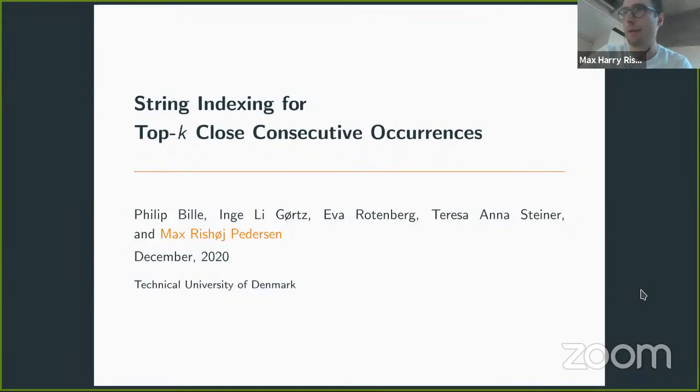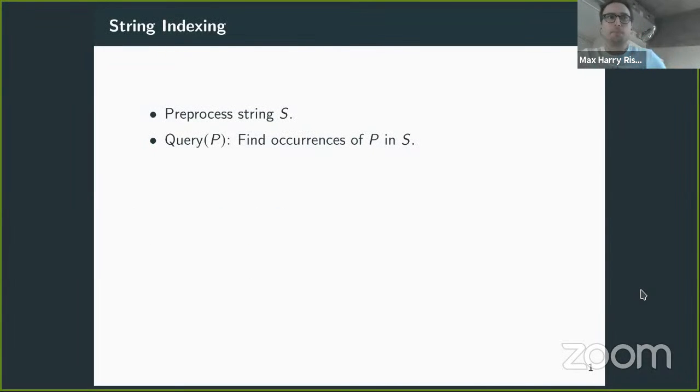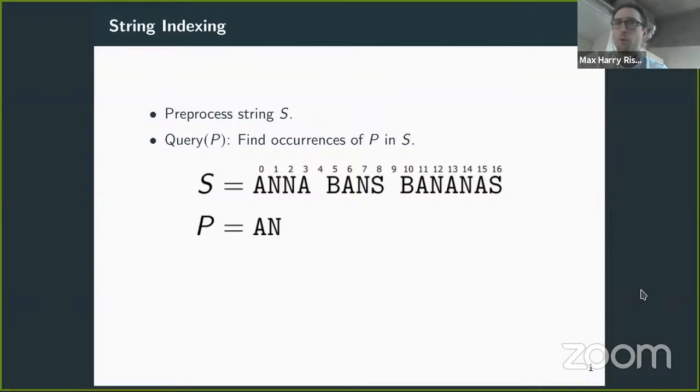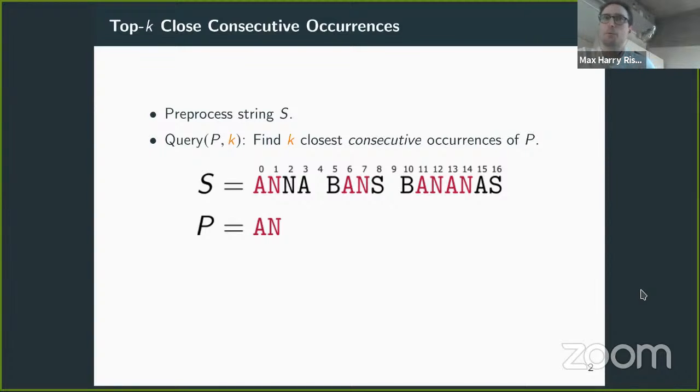Yes, so I'm Max, and I'll be presenting this work. In this paper, we look at a variant of the string indexing problem. The classic string indexing problem is that we have a string S, and we want to pre-process it into a data structure such that at query time, when I come with a pattern P, I can quickly find all the occurrences of P in S. So an example here with a large S and a smaller P, we want to find all the positions in S where P occurs.